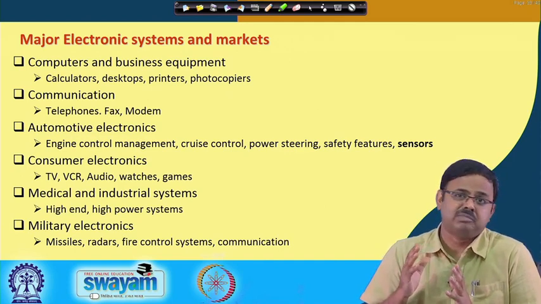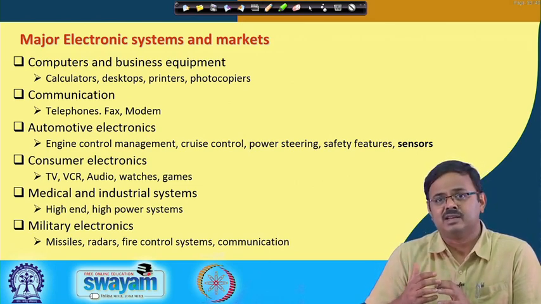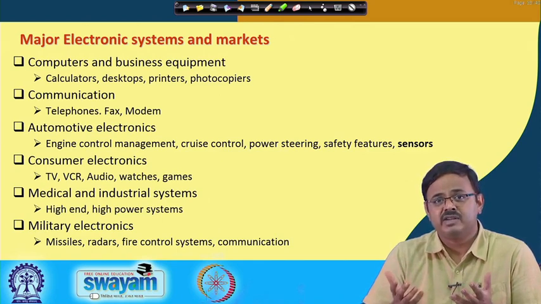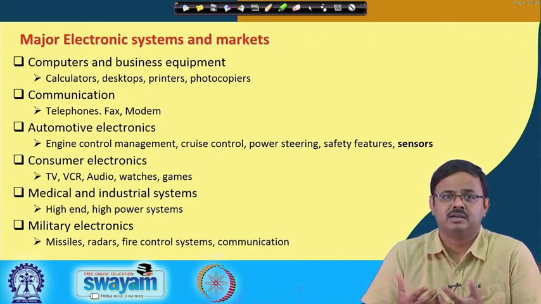Imagine, go back 30 years or so, go back to the times of Ambassadors and Fiat. There was not too much electronics in our cars in those days, but today there is electronics everywhere. Power steering, power windows, remote locking, everything is electronics today. Okay.